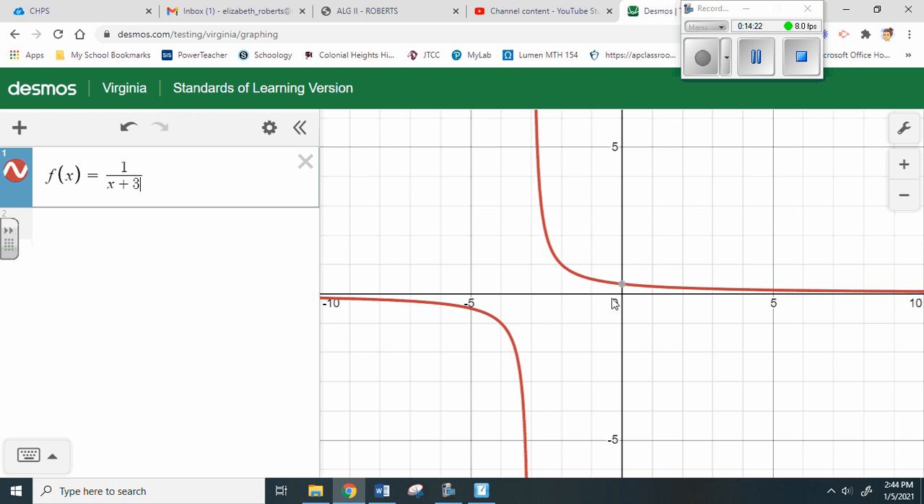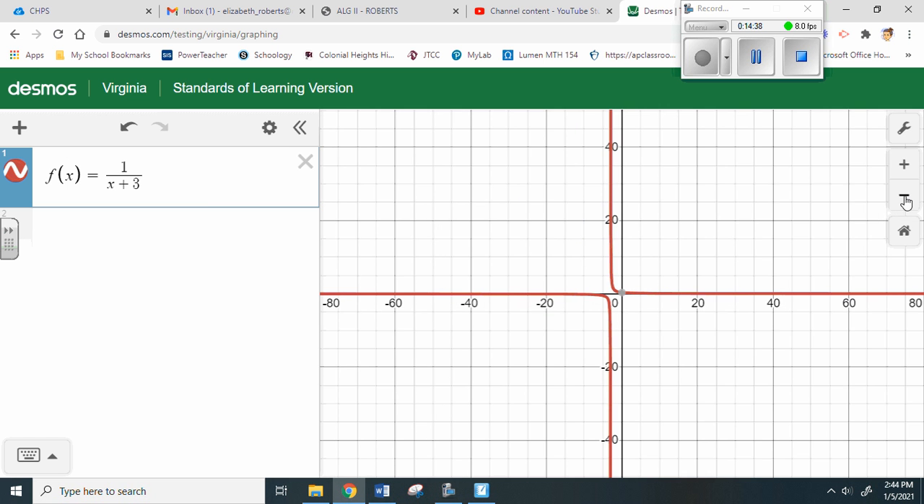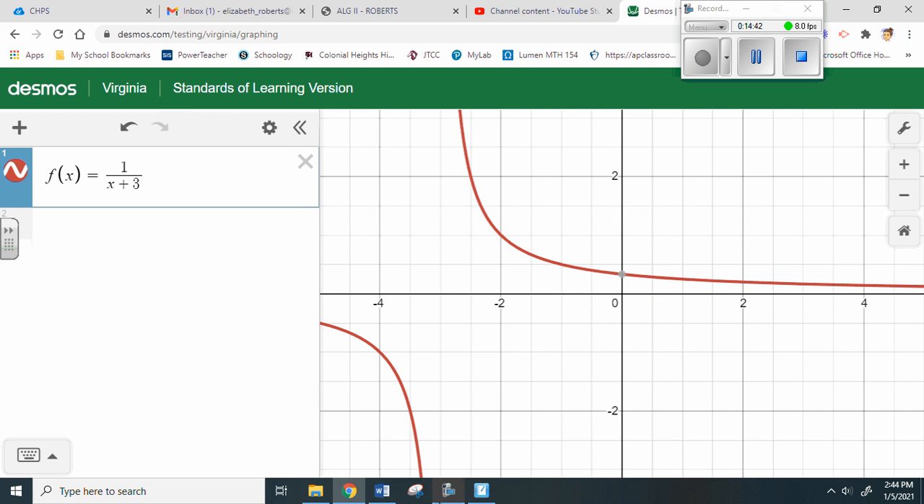You can kind of trace an invisible line here at x equals -3, and you should never actually touch the graph. And then the same thing at y equals 0. So it still has those 2 curves. I can zoom out as far as I want, and it will always be those 2 curves. And so that's what I'm going to put on my graph.